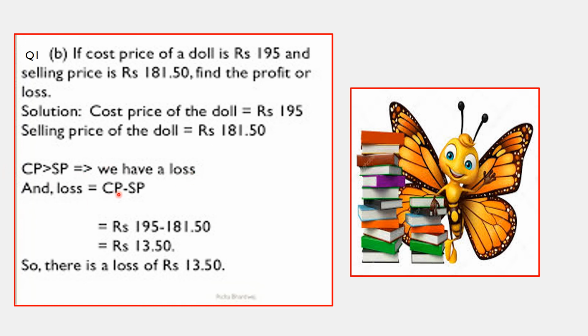So loss is equal to CP minus SP. So on putting the values, rupees 195 minus 181.50. So on subtracting, if you convert this into decimal, it will be 195.00 minus 181.50. And on subtracting, you get rupees 13.50. So there is a loss of rupees 13.50.